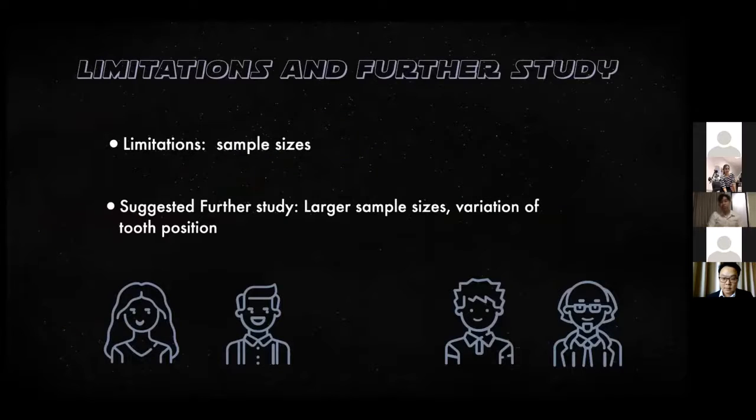There were also limitations in our study, especially small sample sizes, since most of the CBCT showed overlapping of tongue and palatal mucosa. Therefore, the thickness could not be accurately assessed and had to be excluded. We suggest that further study should include a larger sample size and variation in position, such as molar teeth, so we can determine the maximum dimension of palatal mucosal graft.